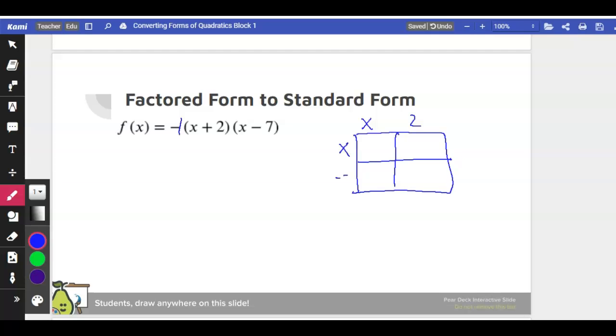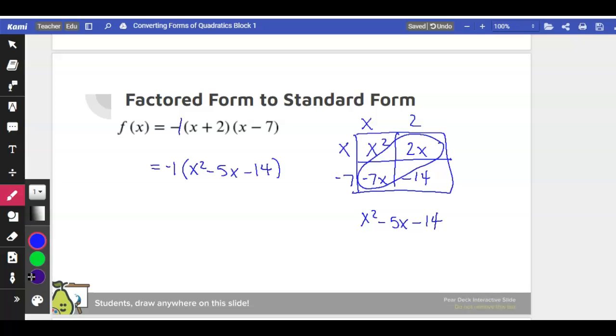So I have that minus 7. X times x is x squared. That gets me 2x, negative 7, negative 14. Most often your diagonals are your like terms. So I get x squared minus x, 5x minus 14. So I'm going to bring that over here with that negative 1 out in front of parentheses, because that negative 1 then has to be distributed to all terms inside.